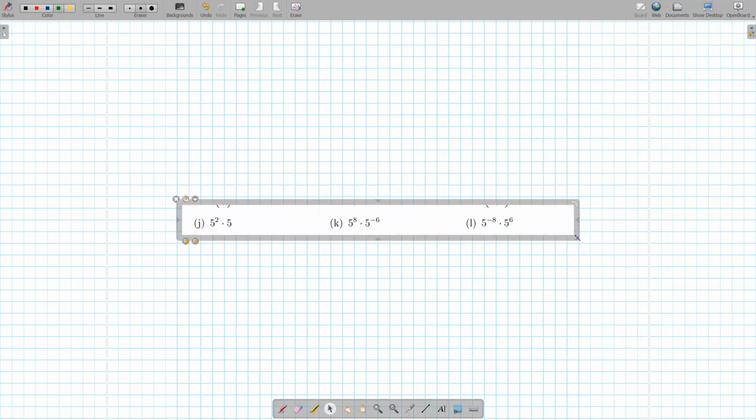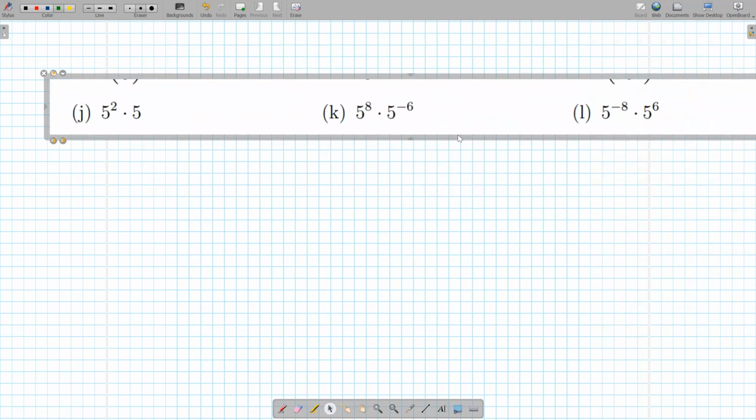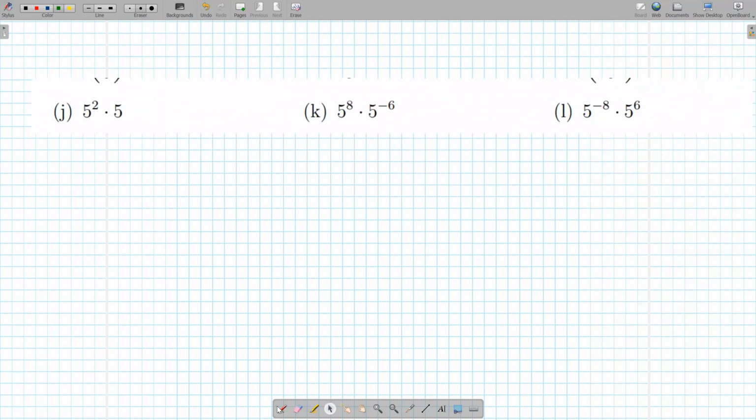Okay, these are just simple exponent laws. 5 to the 2 times 5. How many 5s? 3. Yeah. What about k? How many 5s?